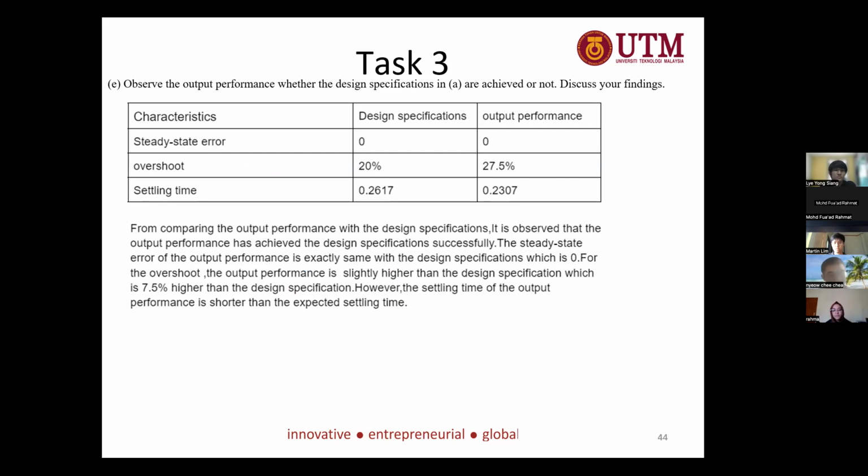So here we go. For the output performance, the steady state error we got is 0, which is the same as what we want. And then the overshoot we got is 27.5%, a bit higher than what we want, and the settling time is 0.2307, which is very close to our design specification. So it can be concluded that we have partially achieved our design specifications.